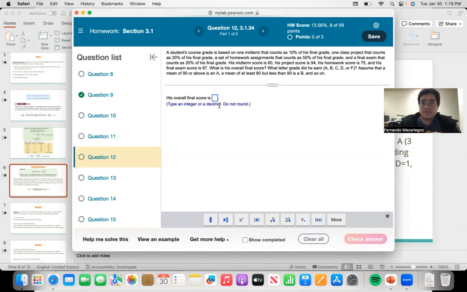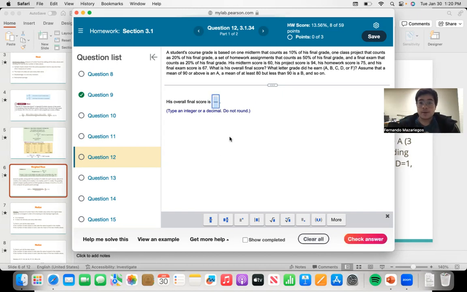A student's course grade is based on one midterm that counts as 10% of his final grade, one class project that counts as 20% of his final grade, a set of homework assignments that counts as 50% of his final grade, and a final exam that counts as 20% of his final grade. His midterm score is 60, his project score is 94, the homework score is 75, the final exam score is 67. What is his overall final score? So let's do that first.